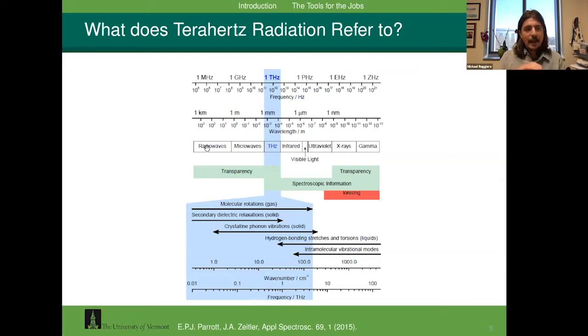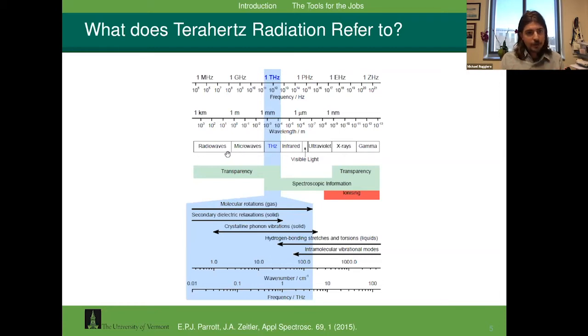And that leads to quite a few interesting things. The first is that for the longest time, until maybe the mid 1990s, this region was known as the terahertz gap, because there were no really general ways of actually making this type of light and detecting this type of light.